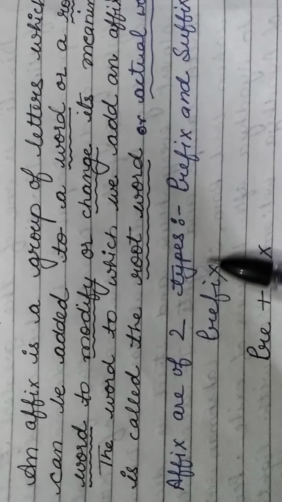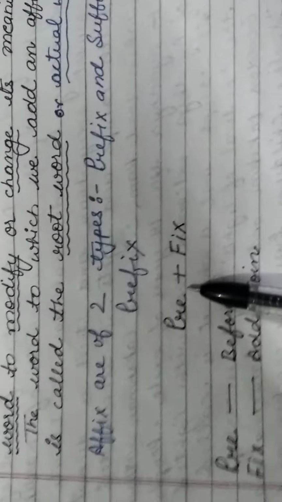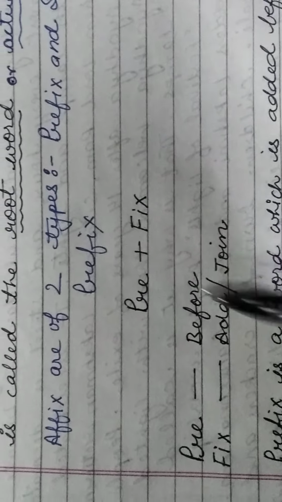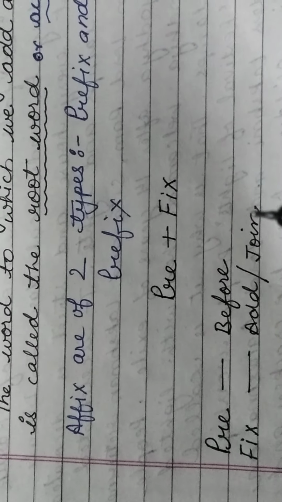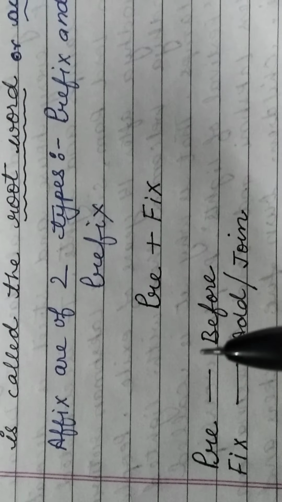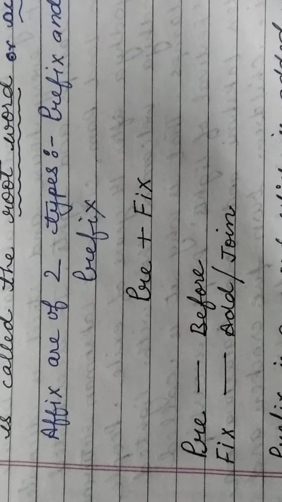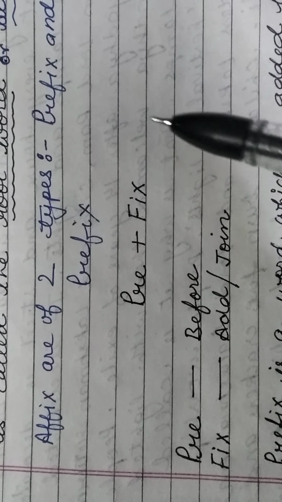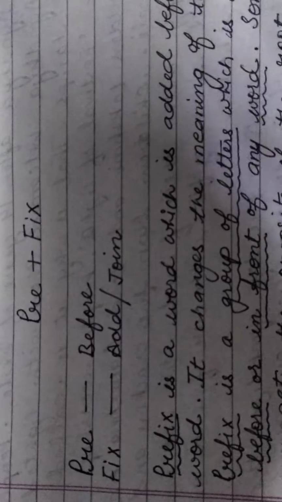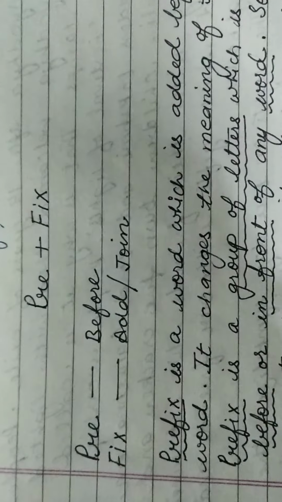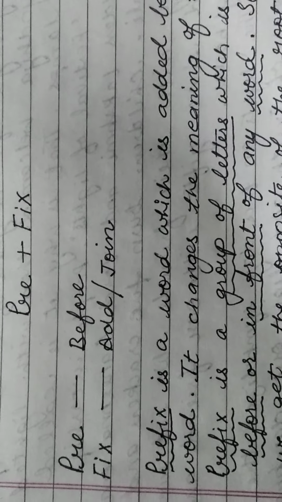And affixes are of two types, prefix and suffix. Let's discuss prefix first. So this word prefix is made up of two words, okay? First is pre and the second is fix, children. Okay, pre means before and fix means add or join. So a word that can be added before a word is called a prefix, right?